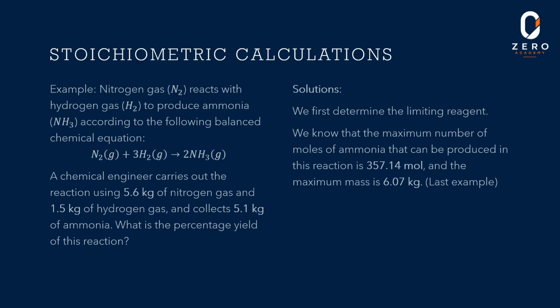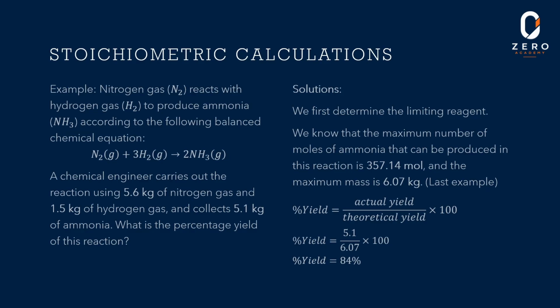But if those values are not provided or you haven't calculated them before, you need to start from scratch, doing it like we did in the previous example. Now we're going to go straight into calculating our percentage yield and substituting in the values that we now have. The actual yield is 5.1 kilograms. That is the mass that we were given by the problem statement, and 6.07 is the calculated mass from the previous example. We multiply that division by 100 to get a percentage yield of 84%. Fairly efficient reaction, if you ask me.